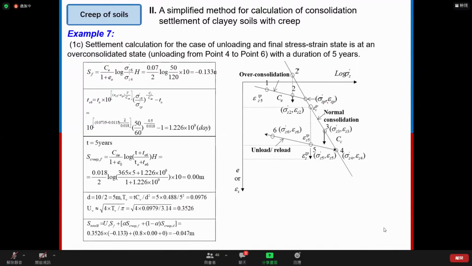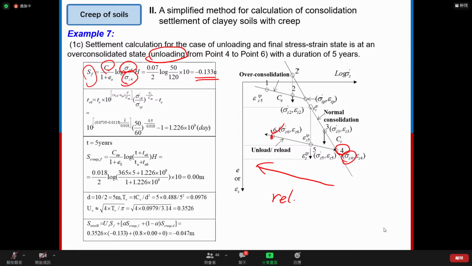Okay, and again, there is another new case, an unloading case from 0.4 to 0.6. You can see that for CE, we know the final one is here, 6 one. The initial one is a larger value, so that we get a negative value here. SF is negative because this is an unloading process.